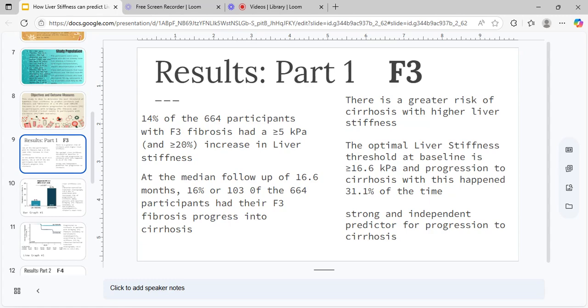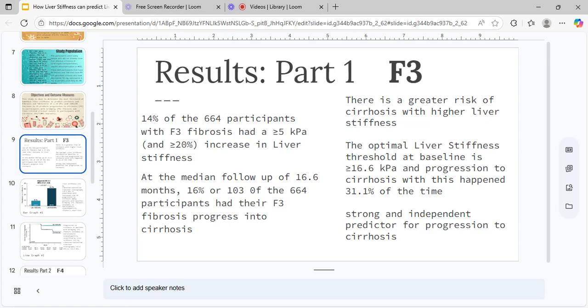There's also, we found through this study that there is a greater risk of cirrhosis with higher liver stiffness. Same with fibrosis. The optimal liver stiffness threshold at the baseline is less than or equal to 16.6 kPa. And progression to cirrhosis with this happens 31.1% of the time.